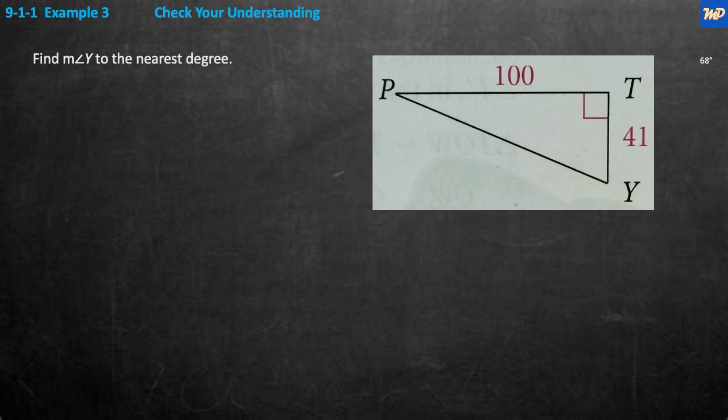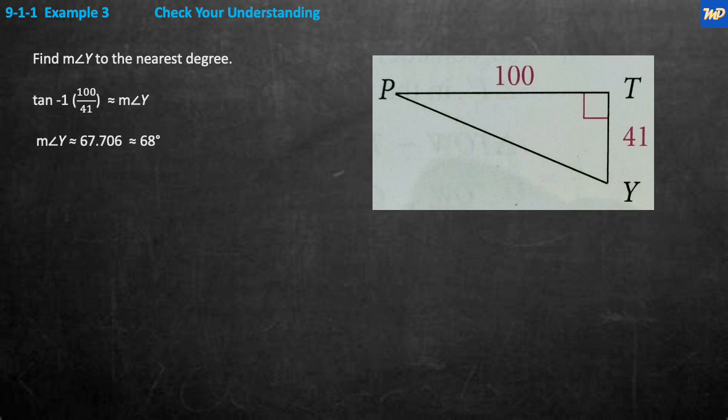Okay, so now we're going to go back to the colored pencil. Angle y is right here, and we have two sides: the opposite side from y and the adjacent side from y. 100 is opposite and 41 is adjacent. It says find the measure of angle y to the nearest degree. Go ahead and stop the video, give it a try, and see what you come up with. When you get back, we'll do it together.